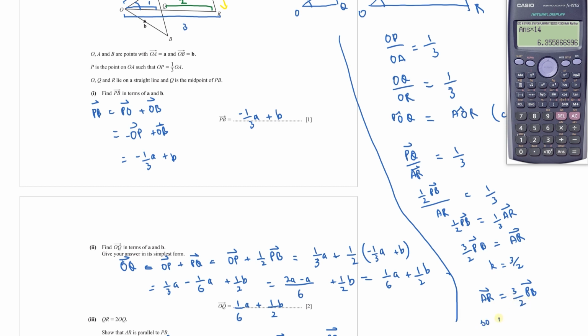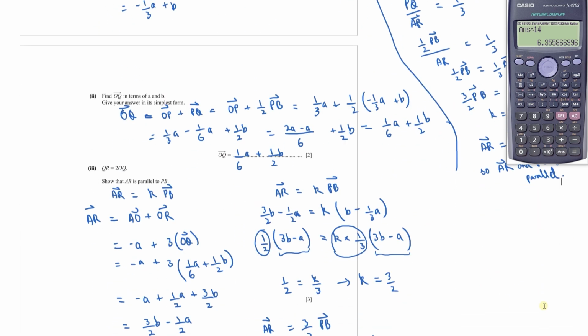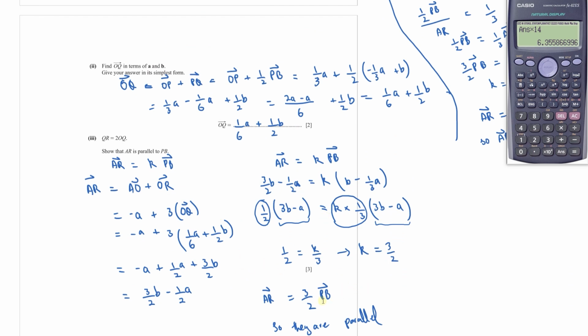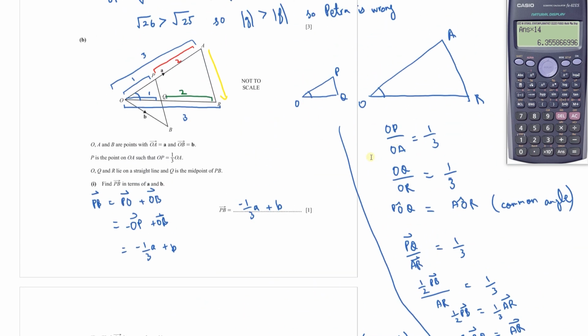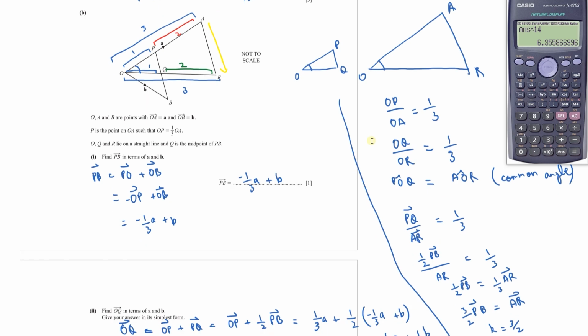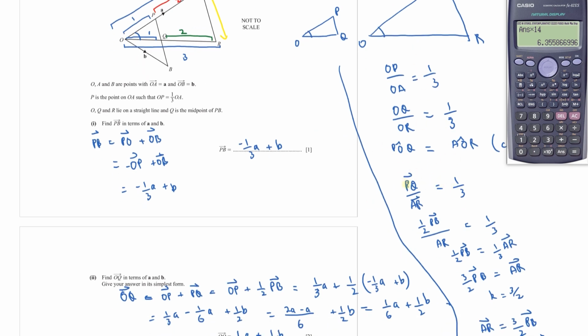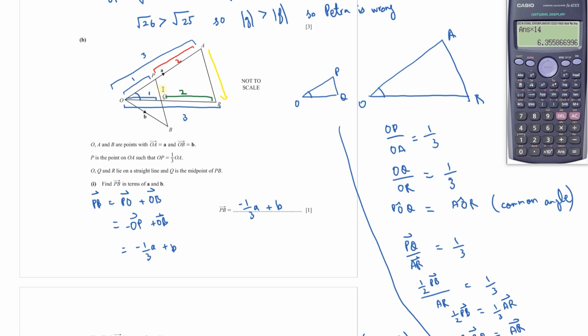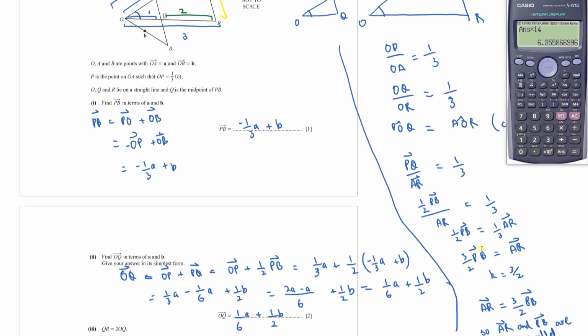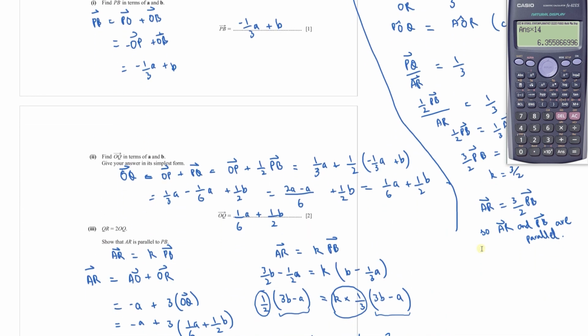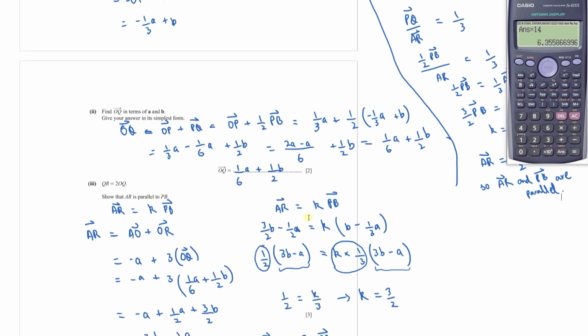So AR and PB are parallel. So you can use either method. Either you can use vectors to show this, or you can use the similar triangle property to find the ratios of the two sides, and then the ratio of the third sides is also similar. So we basically compared PQ with AR here, and then we wrote PQ in terms of PB. So both methods will give you the same answer, and you can prove that AR is parallel to PB.